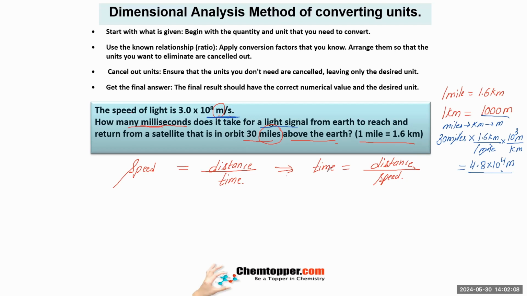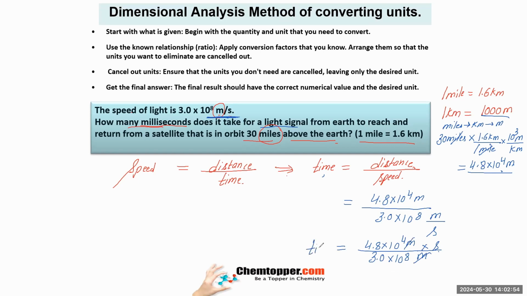But they're asking me to calculate time. Now I'm going to plug in here. Distance is 4.8 times 10 raised to power 4 meter. Speed is 3.0 times 10 raised to power 8 meter per second. So I can write it like this: 4.8 times, this is mathematics, and the second will go in the numerator like this. Now meter and meter cancelled. So I'm getting the time in seconds.